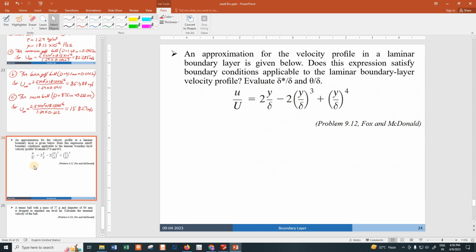Now the next question is: an approximation for the velocity profile in a laminar boundary layer is given below. Does this expression satisfy the boundary conditions applicable to the laminar boundary layer velocity profile? Evaluate delta star by delta, basically displacement thickness by boundary layer thickness, and the momentum thickness by boundary layer thickness.